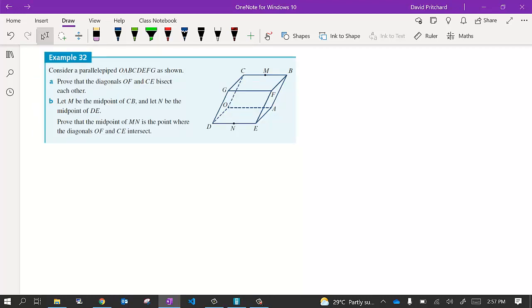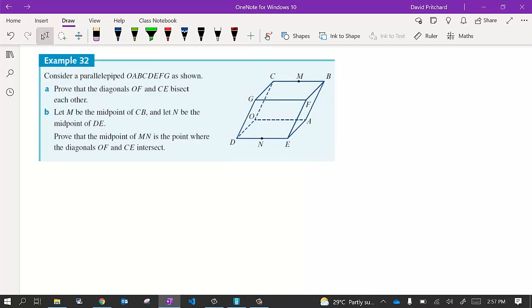Okay, so now we have our last example, parallelepiped, which is basically a 3-dimensional parallelogram, and we're looking to prove that the diagonals OF and CE bisect each other. So bisect is a little bit easier. That means we're showing that they meet in the middle.